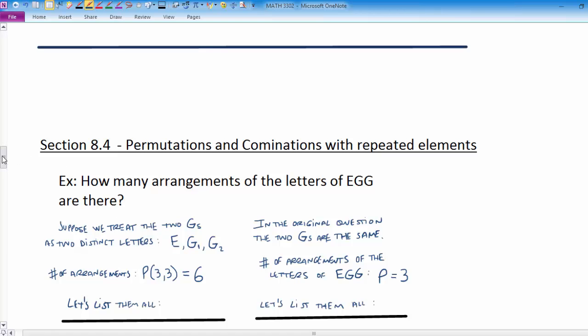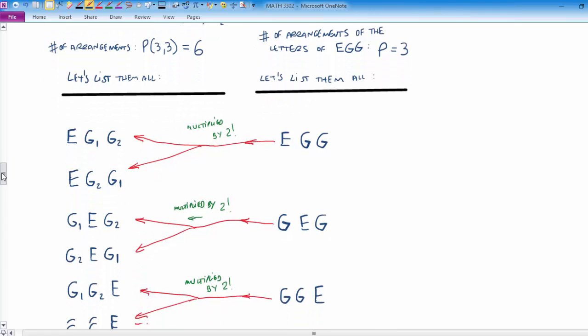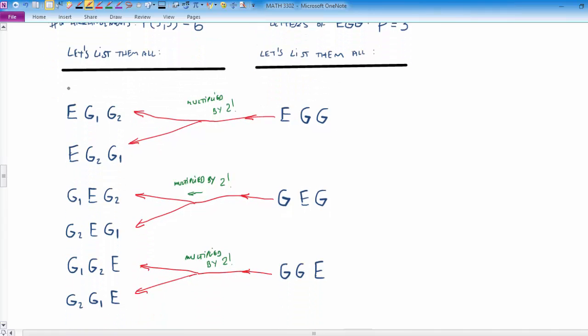Now let's list all of those arrangements or permutations. And then we're going to see a relation between that and what we want when the two G's are the same. So here are all the permutations. It's E, G1, G2. Here's another: E, G2, G1, then G1, E, G2. So we have a total of 6 arrangements or permutations.